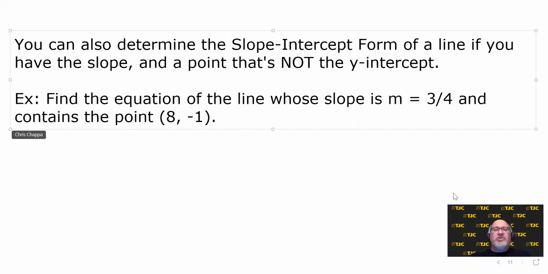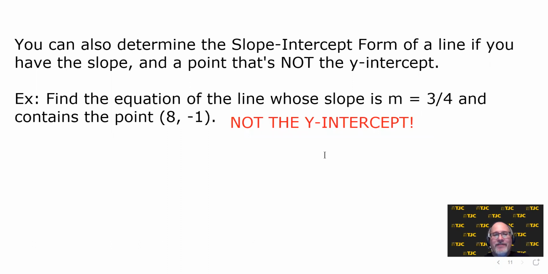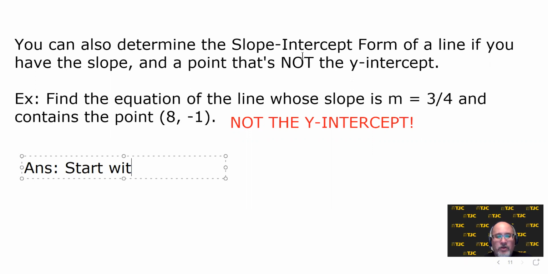For example, find the equation of the line whose slope is m equals 3/4 and contains the point 8, -1. It is worth mentioning that this is not the y-intercept. And you can tell because to be the y-intercept, your x has to be 0, and this x is not 0, it's 8. So how can we find slope-intercept form if we don't have the y-intercept? And the answer is to start with y equals mx plus b.